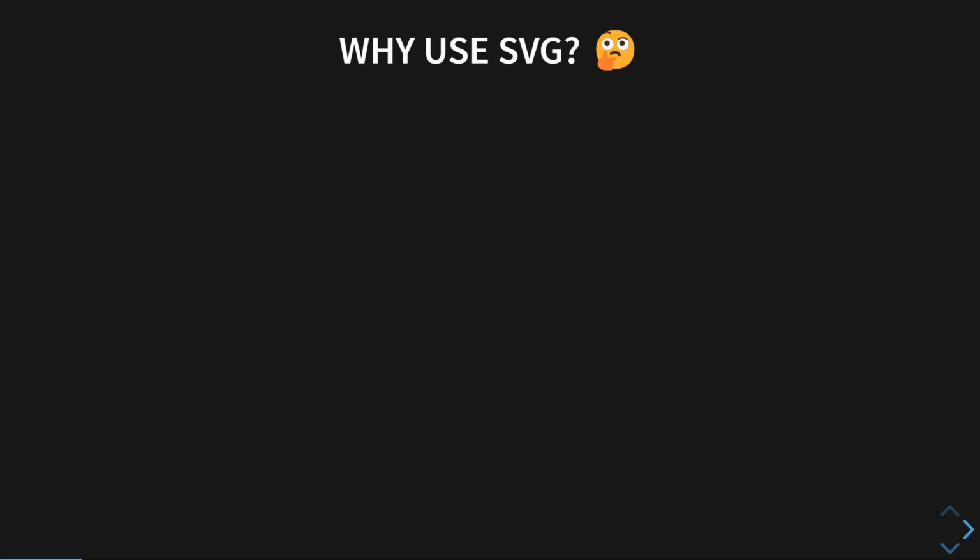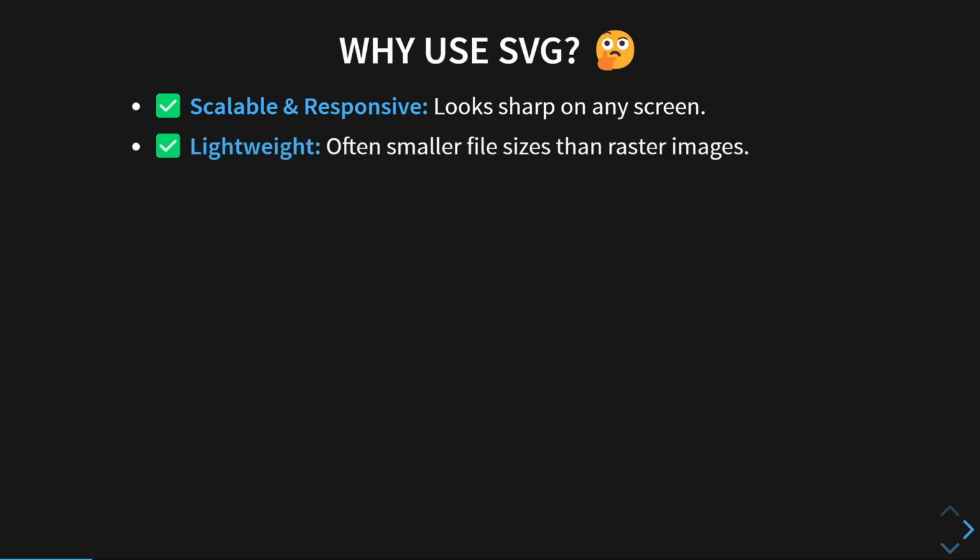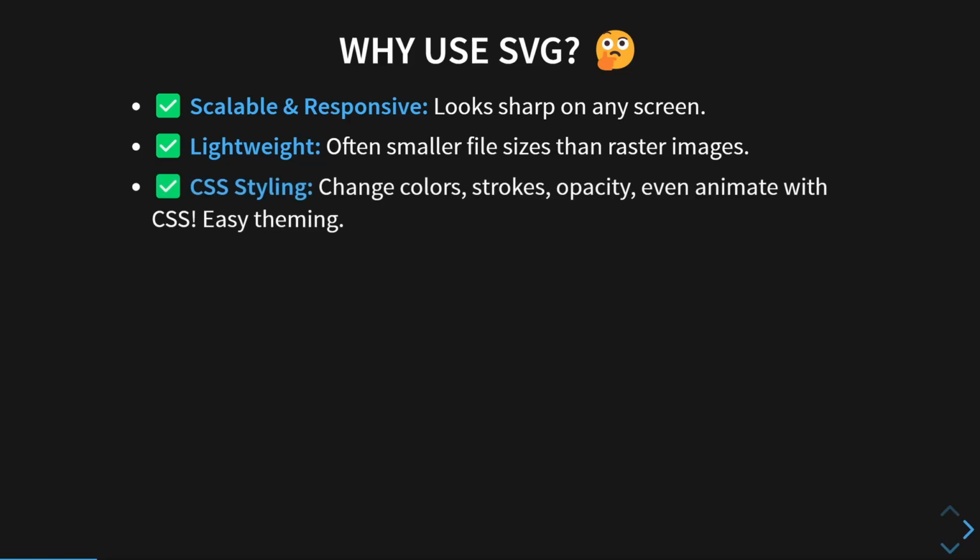Okay, sounds cool, but why should we actually use it? First, scalability is king. Perfect sharpness on all devices, big or small. Future-proof. Often, SVG files are smaller than PNGs or GIFs for the same graphic, saving bandwidth and loading time. Styling with CSS is a huge win. Need to change the color of all icons for dark mode? Easy. It integrates perfectly with JavaScript. You can make interactive graphics or data visualizations.